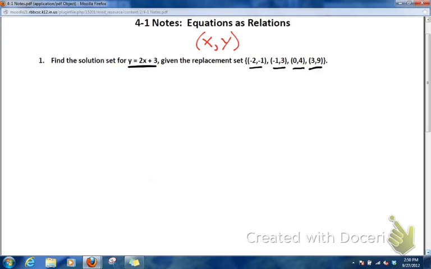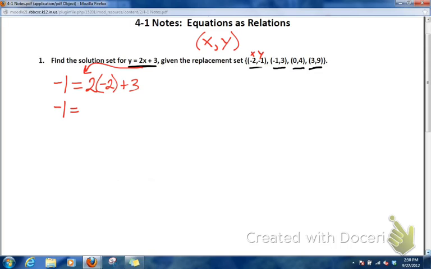So for our first ordered pair, our y is -1. So for this equation, -1 equals 2 times x, and our x in our first ordered pair is -2, so I'm going to have 2 times -2 plus 3. And again, all we've done is taken this equation and plugged in the x and the y values. Now you just solve.